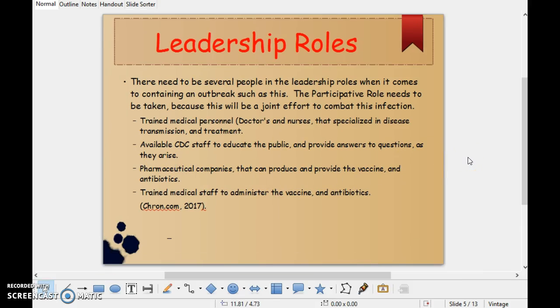The leadership role that I think should be used during this process will be the participative role, which needs to include everyone that has a part in this epidemic, trying to keep it from spreading, which would be the trained medical professionals, the CDC, the Doctors Without Borders, the WHO organization, that would all be able to lend a word or a helping hand with the diagnosis, identification, containment, and treatment of this illness.